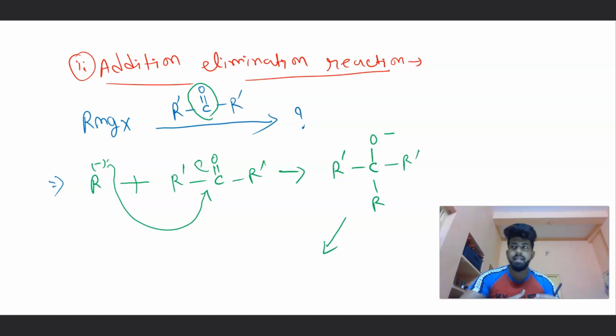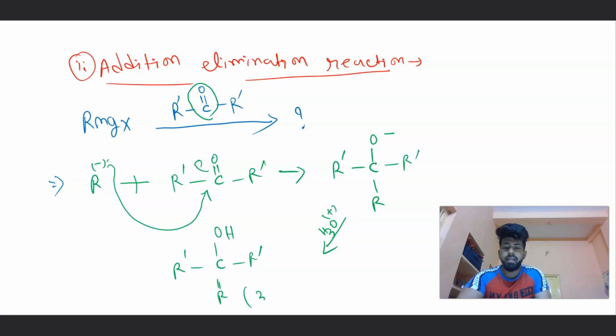Now, since in the reaction medium we have water, that is H3O plus, it will take the acidic hydrogen from the water, or H3O plus, and it will become R' C OH R' and R. That is 3-degree alcohol. This is the addition reaction. Okay, now we will talk about the elimination reaction. Whenever we are adding ketone with the Grignard reagent, our result is 3-degree alcohol.